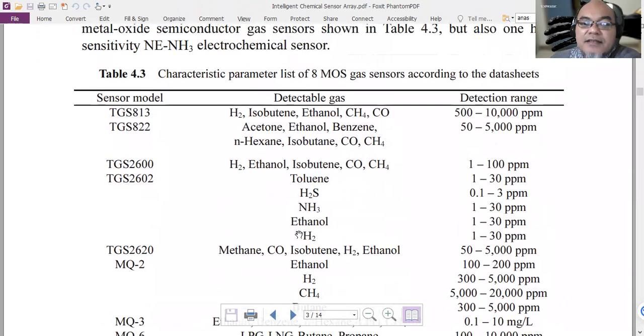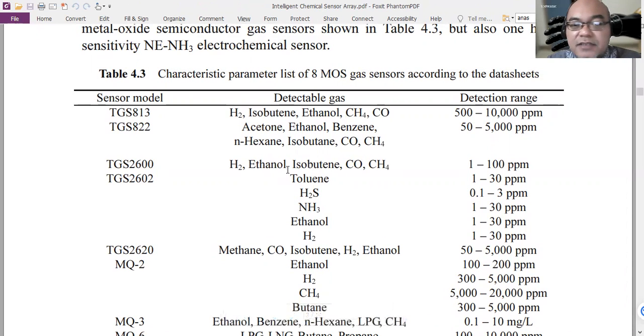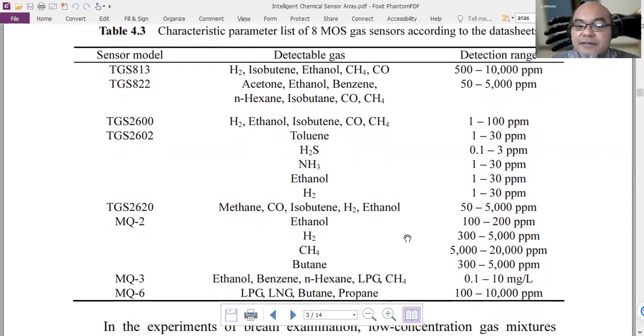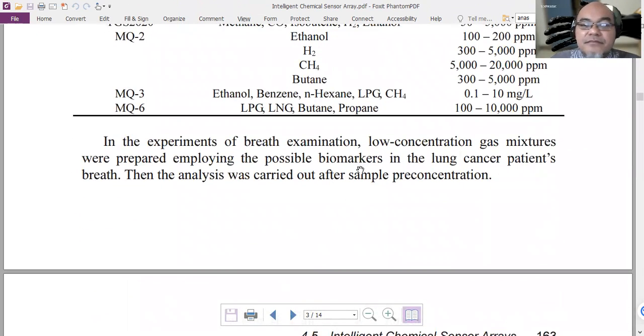So you see here they have cross sensitivity. Basically, different sensors have similar sensitivity or selectivity towards some of the gases, but they are also selective towards other gases specific to that particular sensor. The detection range also may differ between these sensors. Okay. So low concentration gas mixtures were prepared, employing the possible biomarkers in the lung cancer patient's breath.